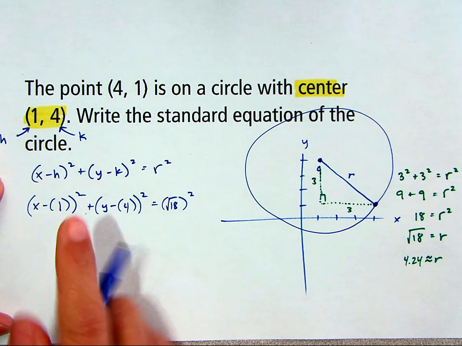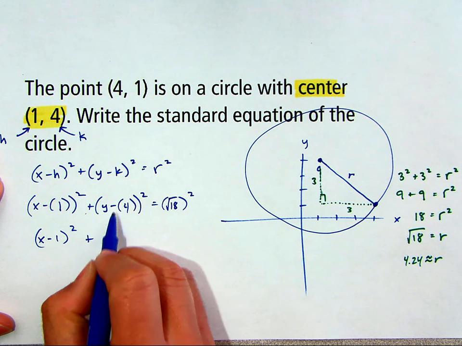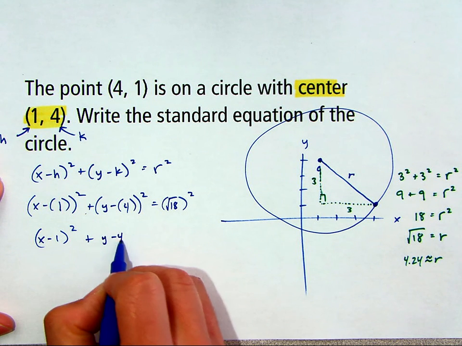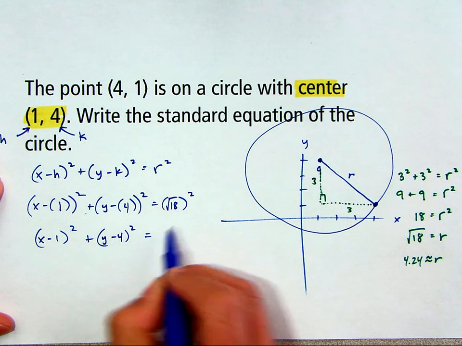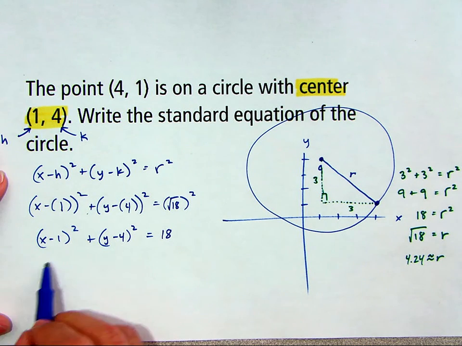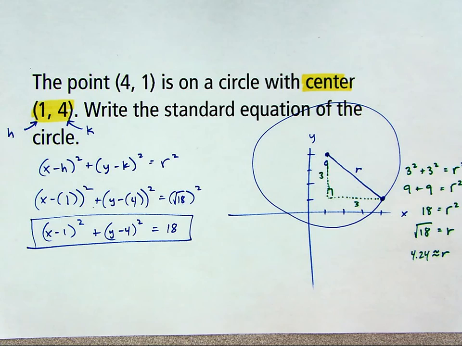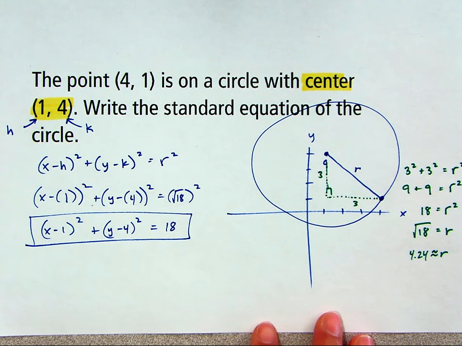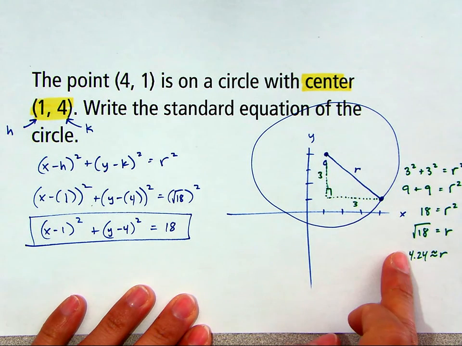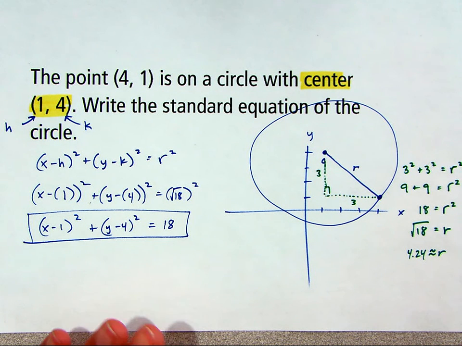So the first term is basically just (x − 1)². The next term is (y − 4)². And then (√18)² just becomes the integer 18. And so there we have the equation of our circle. So we had to do a little bit extra work in calculating the length of the radius ourselves, and we used a visual to do that. But that was really the only new layer to this problem.